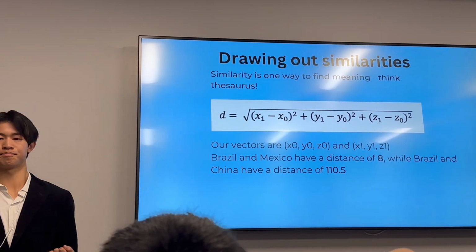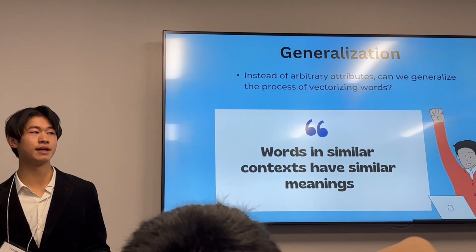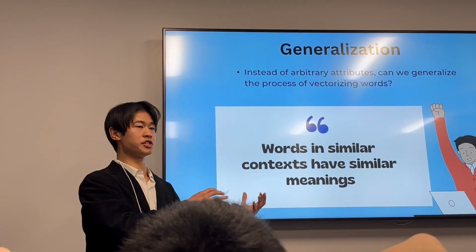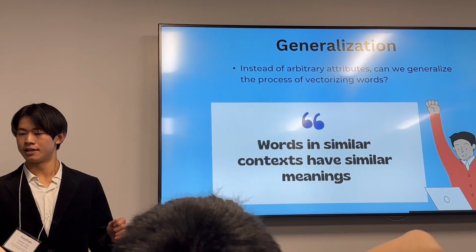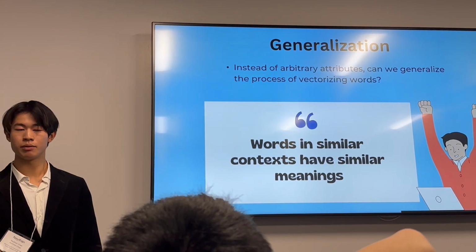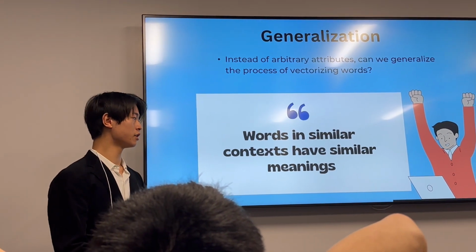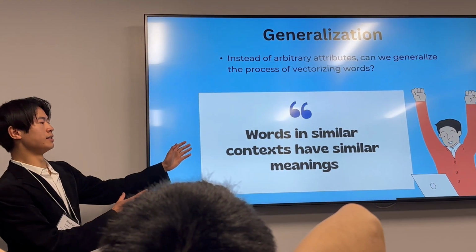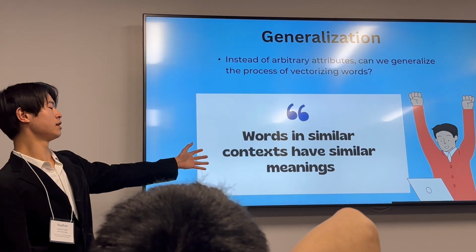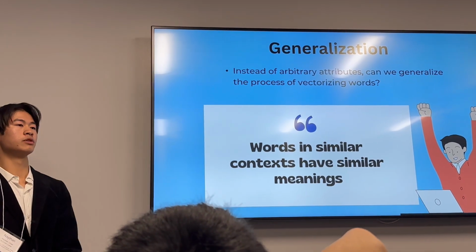So what's the solution? The idea is to take this process of vectorization and generalize it. So instead of assigning arbitrary attributes, can we generalize this process of vectorizing words? So the idea is words in similar contexts have similar meanings. This is like the $1 million statement right here. So what does this mean exactly?